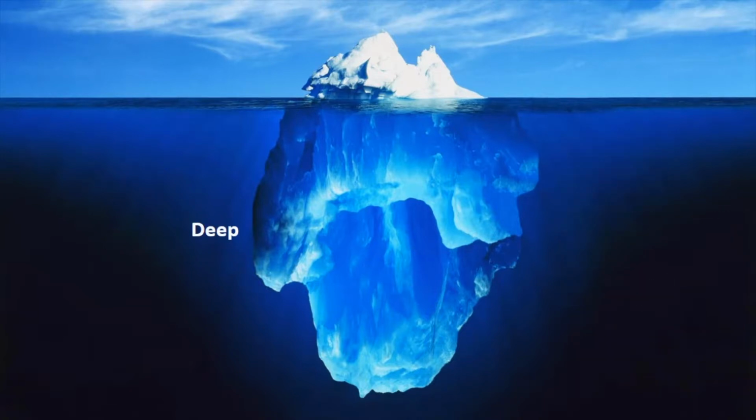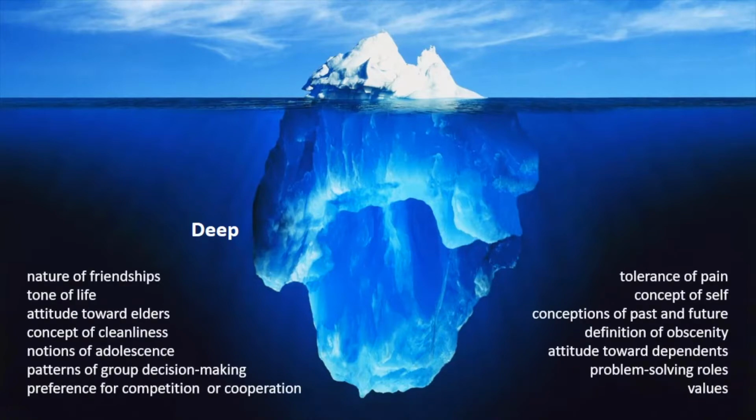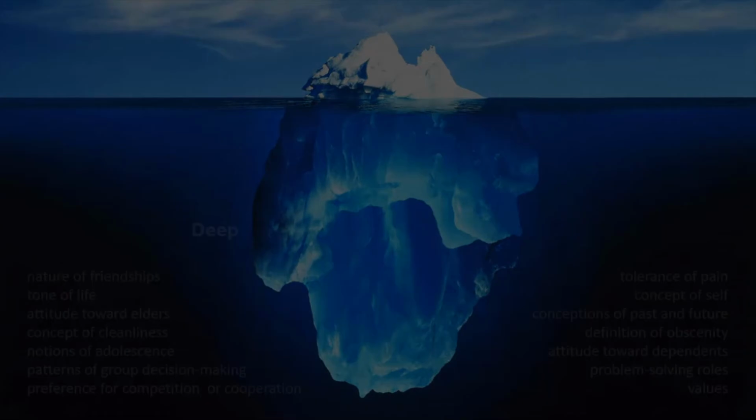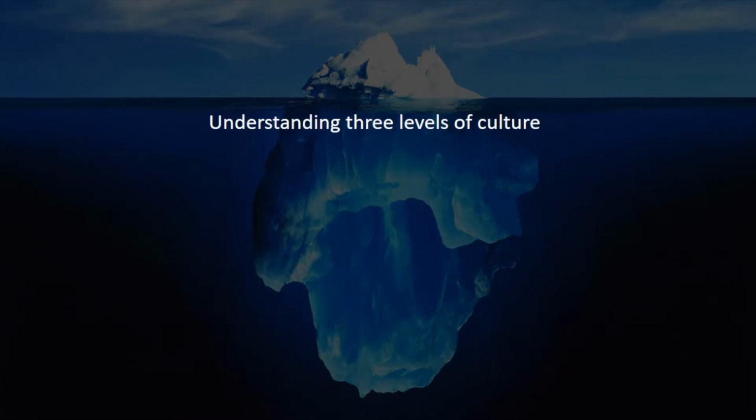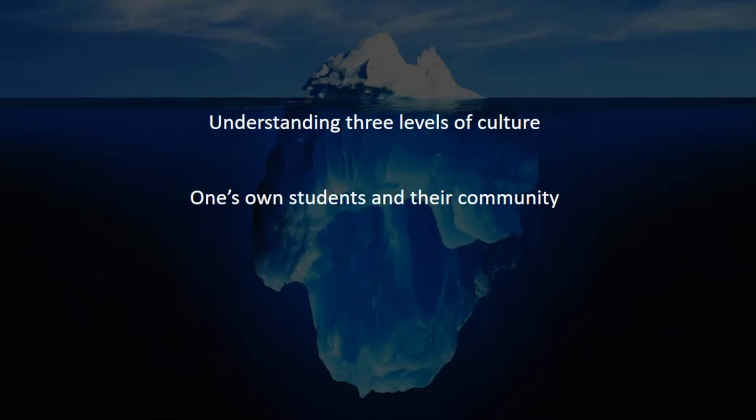The deep below the waterline attributes are the most numerous and the hardest to come to know. They take both time and investigation. There are the unconscious rules, the hidden culture, the habits, assumptions, understandings, values, and judgments that we know but do not or cannot articulate. Below the waterline qualities include concepts such as nature of friendships, tone of life, attitude towards elders, concept of cleanliness, and notions of adolescence. Understanding these 3 levels of culture as they pertain to one's own students and their community is part of becoming culturally competent and literate. We will elaborate more on how to get there later on in this module.